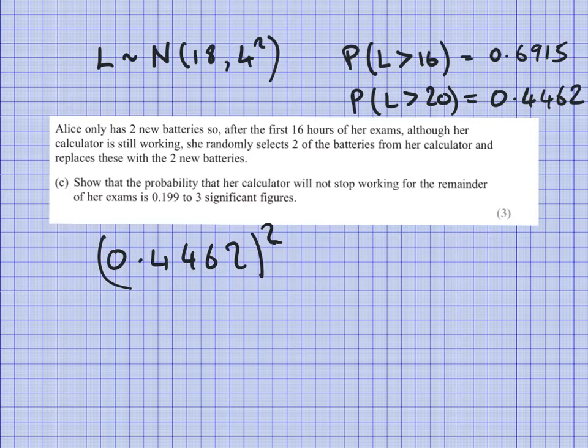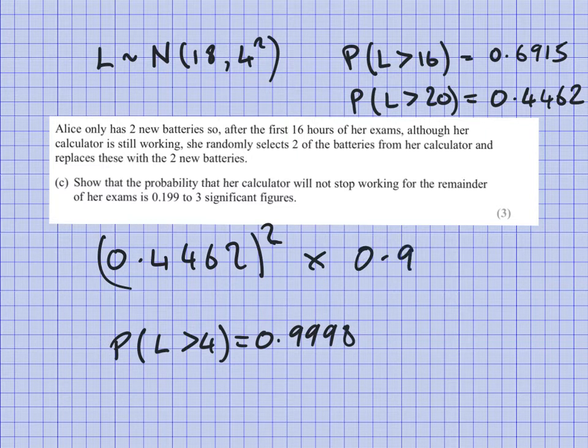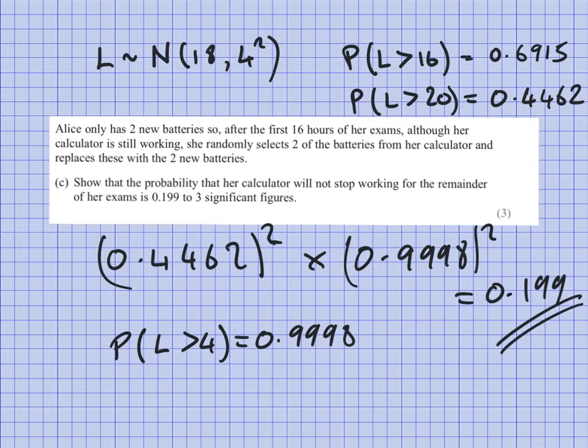But we also need the probability that the other batteries last for longer than 4 hours. We can get that straight from the calculator, which is 0.9998, I think. So we need to multiply this by 0.998 squared. And if you do that, you get 0.199 as required.